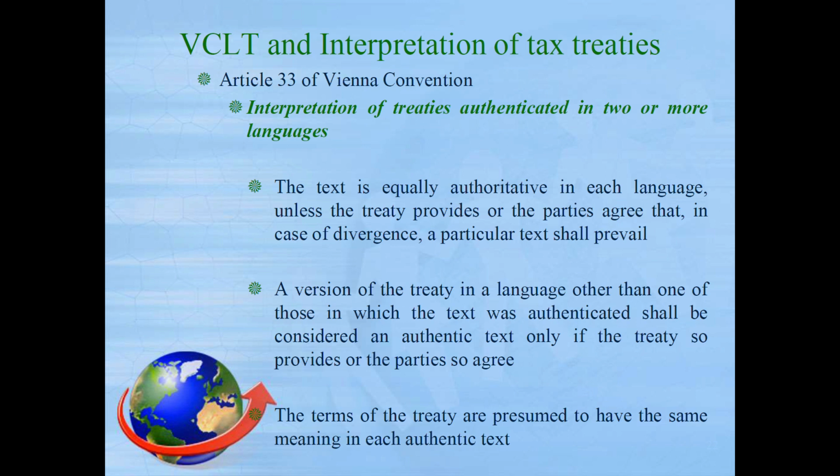Article 33 deals with when the tax treaty is authenticated in two or more languages. In India, this is not an issue because it is signed only in the English language. Then the text is equally authoritative in each language unless the treaty provides otherwise. So if it is signed in two or more languages, it is equally authoritative in two or more languages.